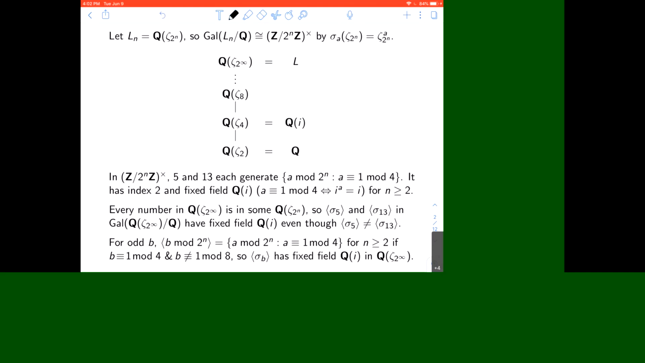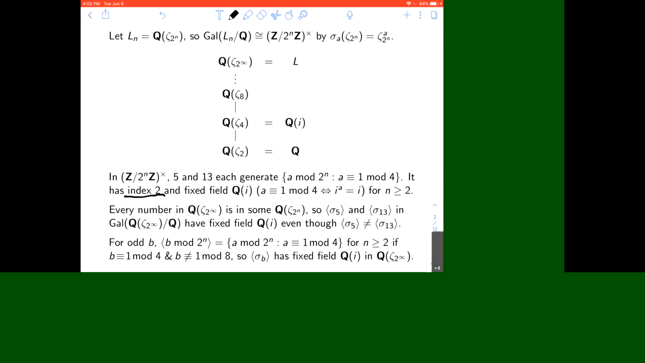example, 5 and 13 modulo, even though 5 and 13 are different, they generate the same numbers mod 2 to the n for every n, and as exponents, they fix i. And they generate subgroups of index 2 in the units mod 2^n. And so their fixed field has degree 2 over the base field. And well, Q adjoin i works. And Q adjoin i is fixed because 5 and 13 are 1 mod 4. And so that's it. And so we go all the way up to the top. Everything appears somewhere at some finite level. So the only things that are fixed are Q adjoin i.